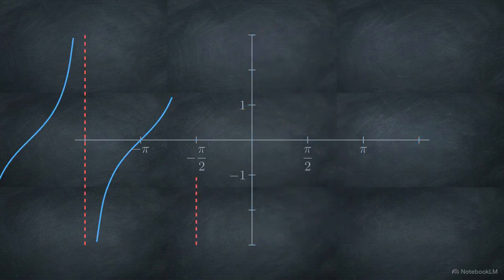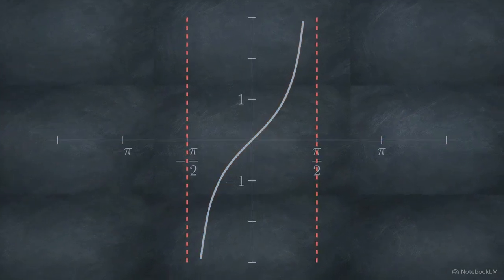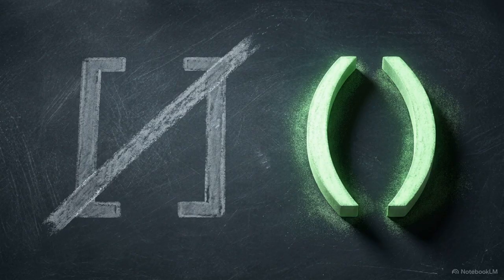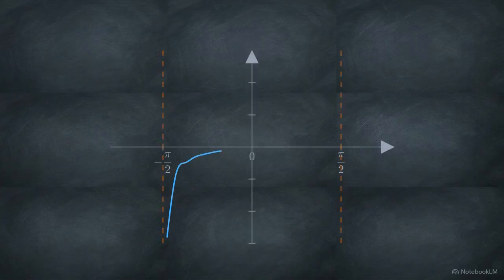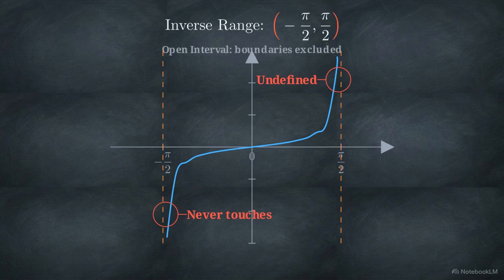The tangent function requires a slightly different approach. This graph plots tangent, which is naturally structured as a series of repeating S-curves separated by vertical asymptotes. Tangent naturally isolates itself into clean branches right between -pi/2 and +pi/2. But there is a critical notational difference here. For inverse tangent, we use parentheses to denote an open interval. Because the tangent function physically approaches infinity and is undefined exactly at those boundary lines, the boundaries themselves cannot be included in the inverse range.